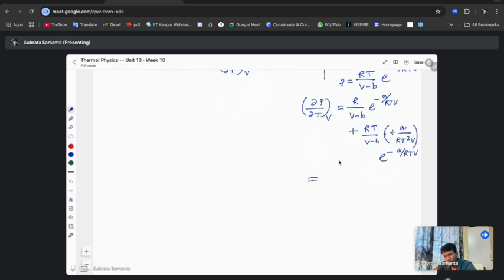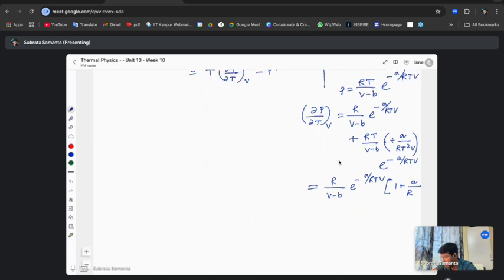So that means if we just take common, that R over V minus B e to the power minus A over RTV times 1 plus A over RV, because T square is 1 over T. So yeah, this is basically A over RTV, right.